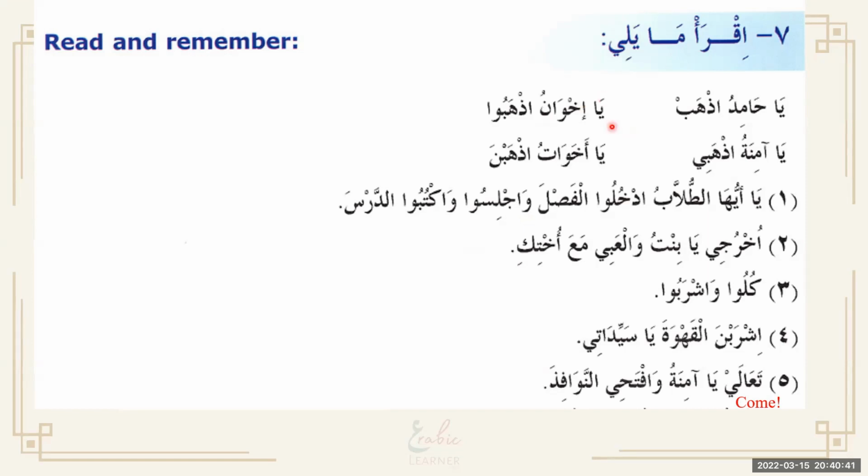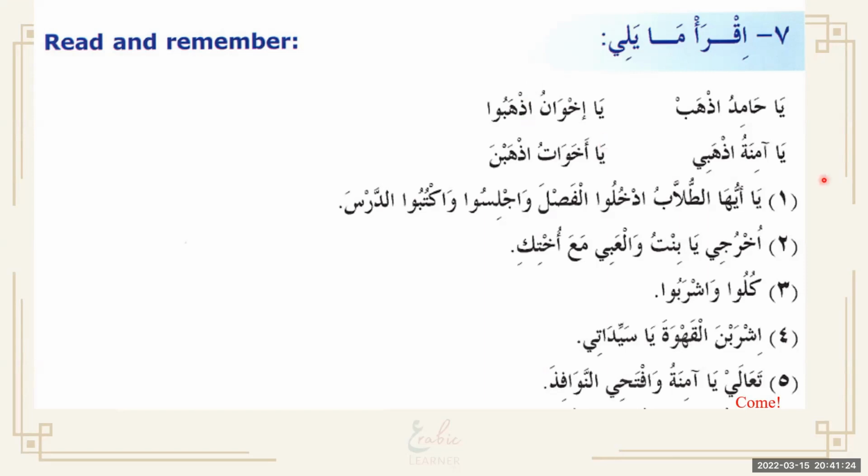Now in this he's saying, oh brothers, ya ikhwanu. You will not use idhab anymore, because here you have to use the antum version. Ya ikhwanu idhabu. Is it clear? Since idhabu comes in the middle of the sentence, you will not pronounce Hamzatul Wasl here. Ya ikhwanu idhabu. Oh brothers, go. That's the meaning.